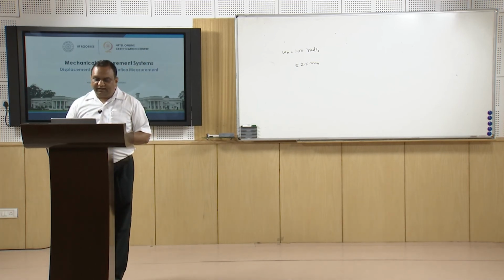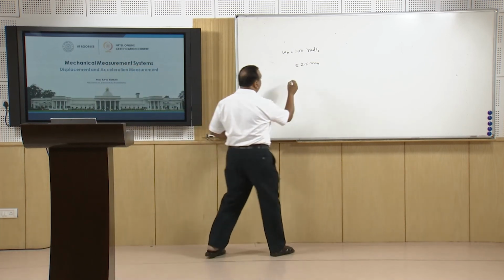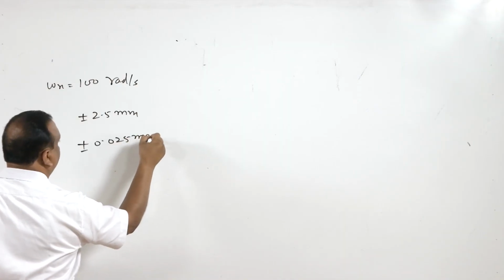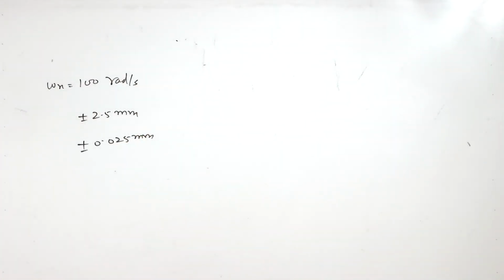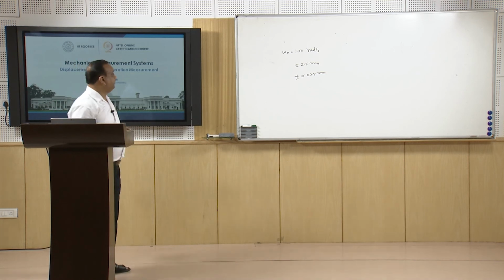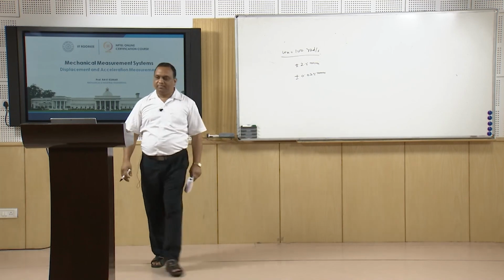The uncertainty in the displacement measurement is plus minus 0.025 mm. Calculate the maximum acceleration that may be measured with this instrument and the uncertainty in measurement, assuming omega n is known exactly. So we know the natural frequency, it is exact, 100 radians per second. There is no error in this.